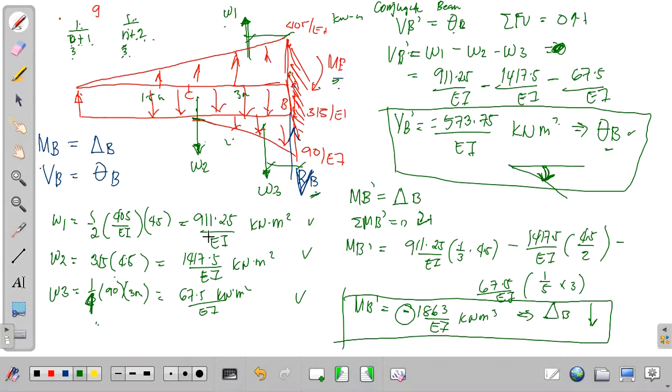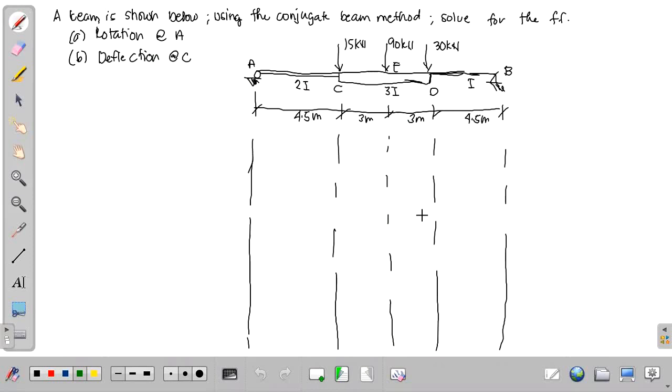Okay, let's go back. Any question for problem 1? None? Okay, so let's move on. Here we have problem number 2. A beam is shown below. We have to use the conjugate beam method to solve for the rotation at A and the deflection at C. Okay?